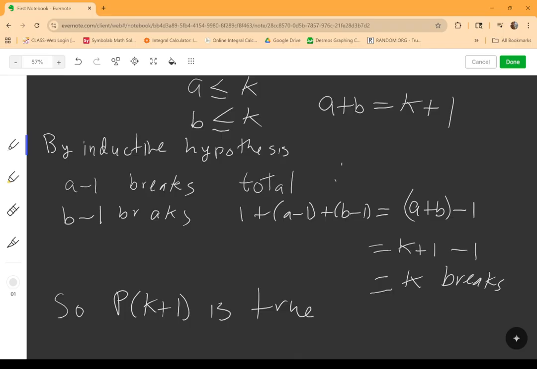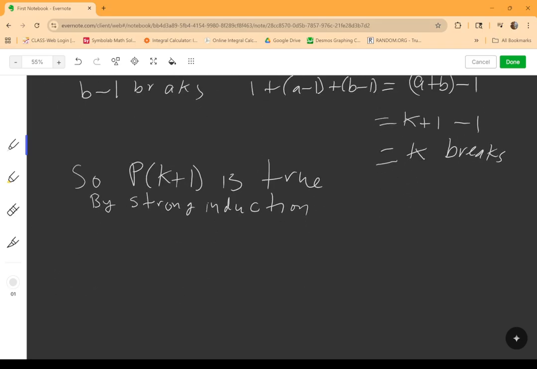And by strong induction, P of N holds for all N greater than or equal to 2.